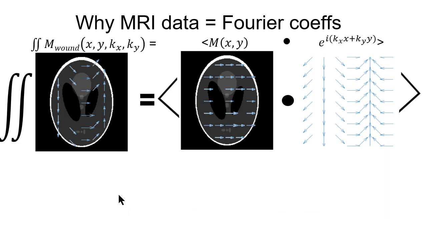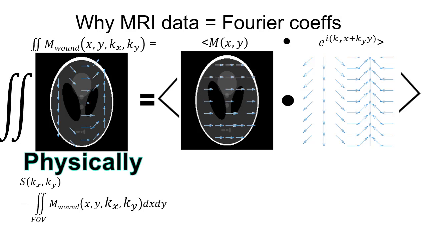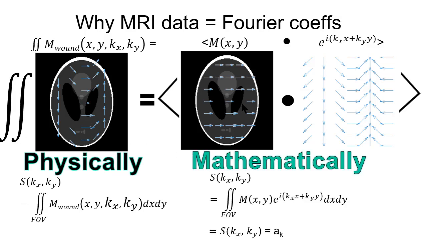So just to bring this full circle back to the equations that are probably more familiar to you, what we're measuring physically is this wound up object. But mathematically, that's equivalent to the inner product of our unmodulated spin density, our unmodulated mystery object, and these basis functions. And that's why we're getting out those Fourier coefficients.